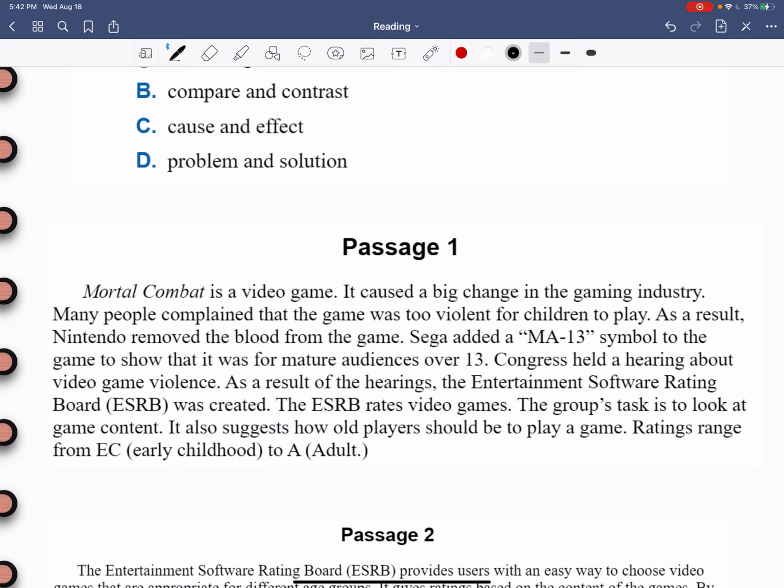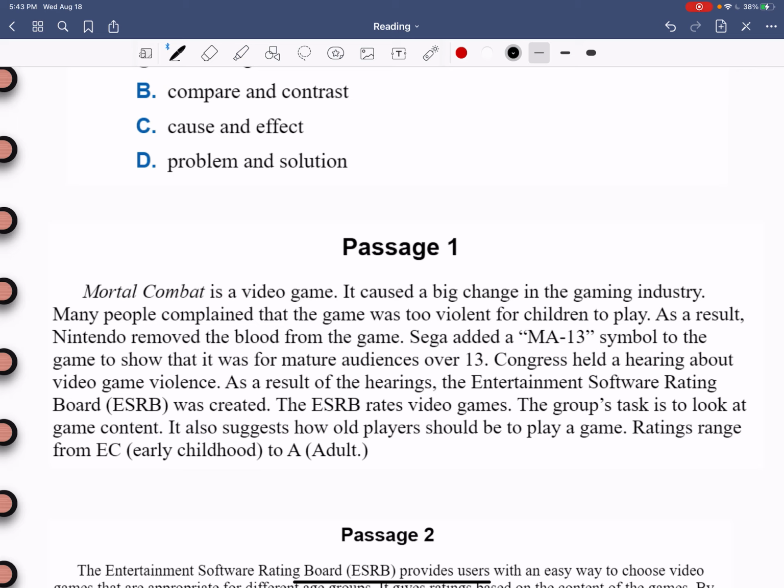Mortal Kombat is a video game. It caused a big change in the gaming industry. Many people complained that the game was too violent for children to play. As a result, Nintendo removed the blood from the game. Sega added an MA13 symbol to the game to show that it was for mature audiences over 13. Congress held a hearing about video game violence. As a result of the hearings, the Entertainment Software Rating Board, ESRB, was created.